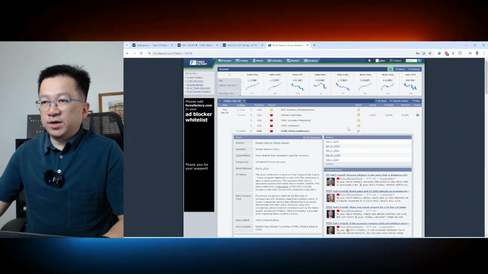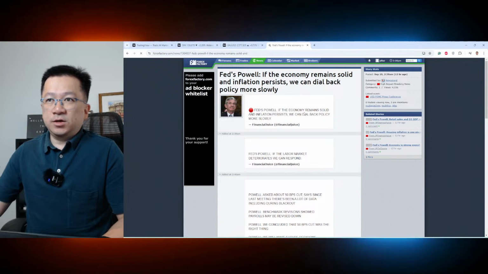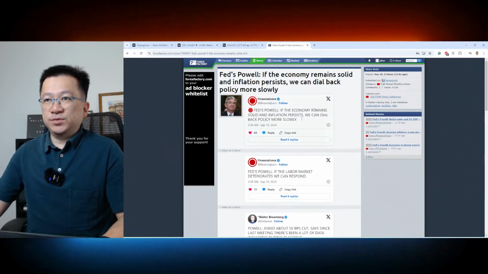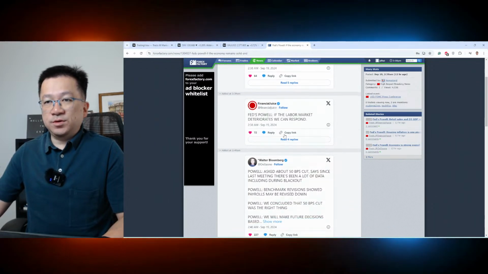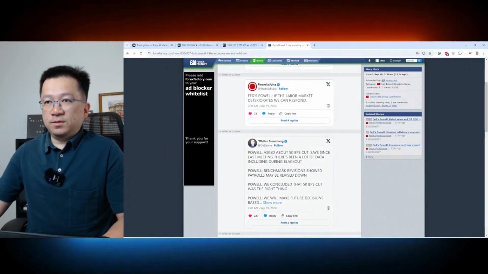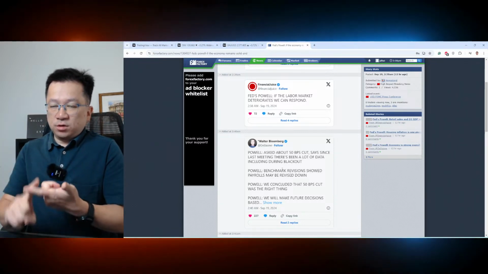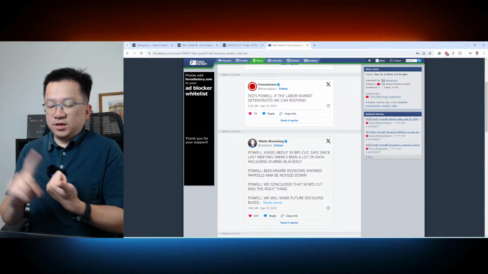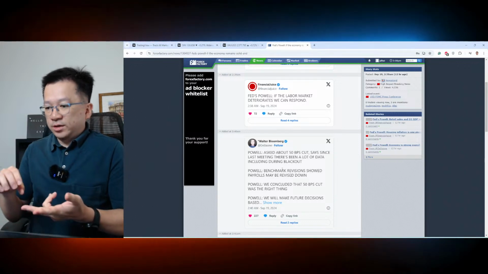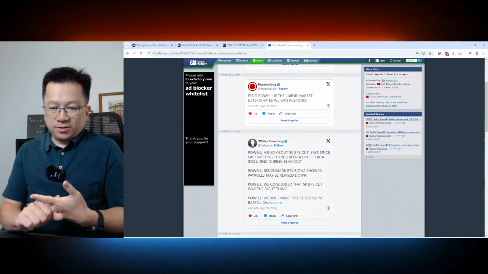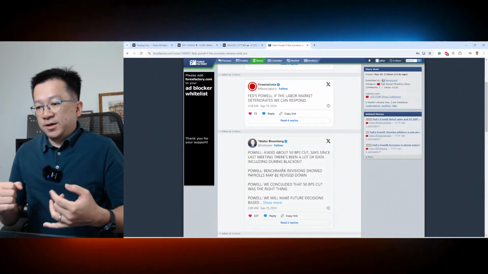because of what was said during the press conference, where Chair Powell said economy remains solid, inflation persists, we can dial back policy, or economy remains solid, labor market deteriorates, we can respond. Basically, Chair Powell repeated solid, strong a lot, right? He said that the economy was solid, labor market was strong, there was growth in the economy, there was good data on retail sales and on GDP.